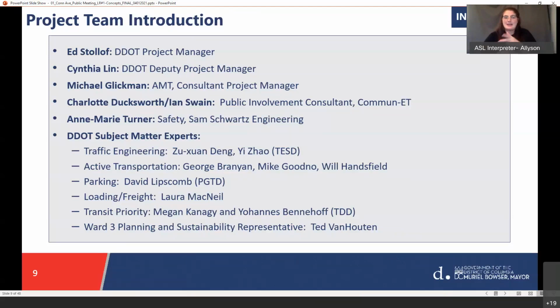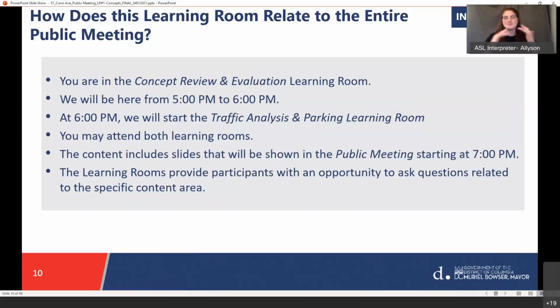So how does this learning room relate to the entire public meeting? You're in the concept review and evaluation learning room. We'll be here from 5 to 6 p.m. At 6 p.m., we will start the traffic analysis and parking learning room. You may attend both learning rooms. The content includes slides that will be repetitive. It'll be shown in the public meeting starting at 7 p.m. Learning rooms provide participants with an opportunity to ask questions related to specific content areas.